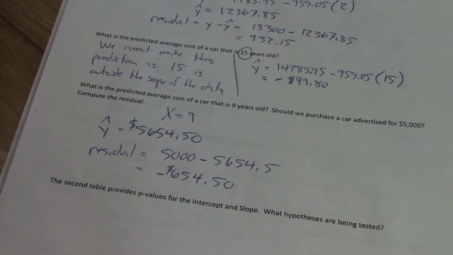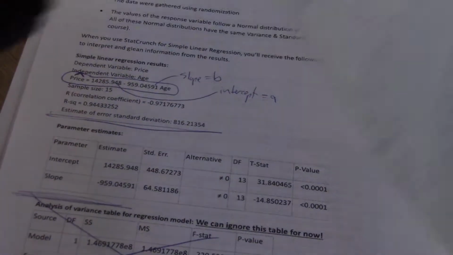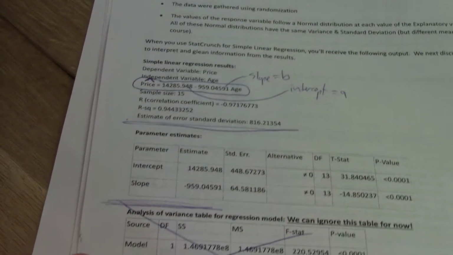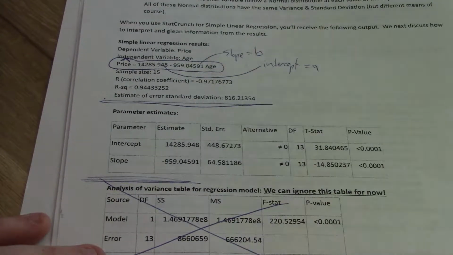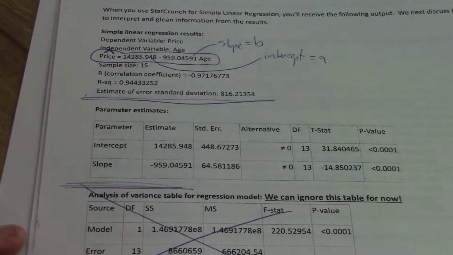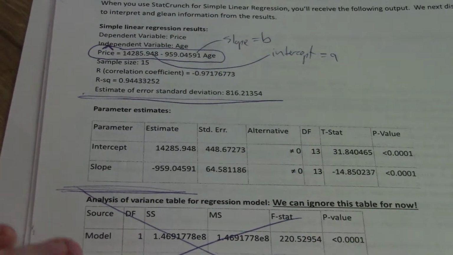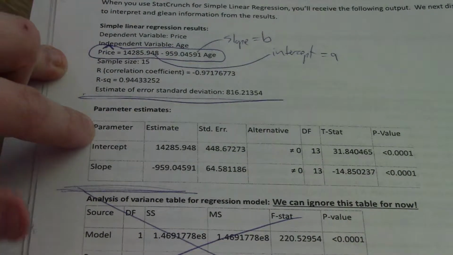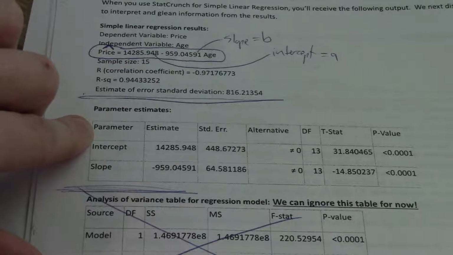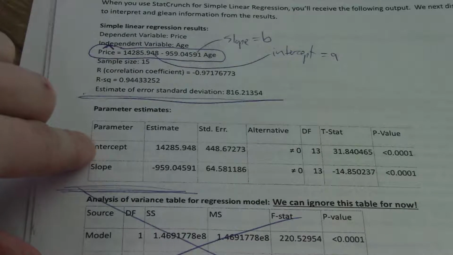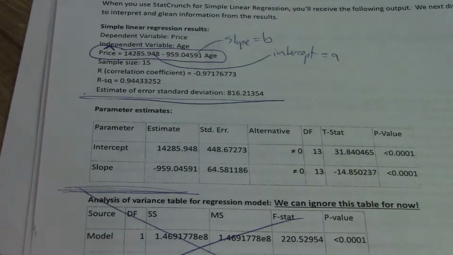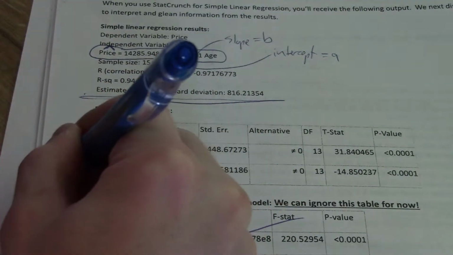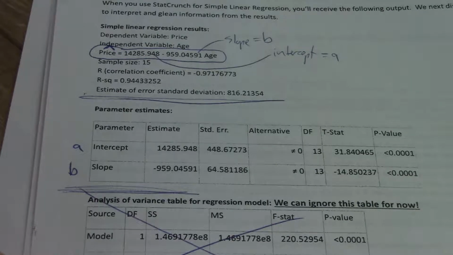Now we'll turn our attention to that second table on the output. So this thing with the parameter estimates, and we'll go through it briefly and try to figure out what all it's telling us. So the first column are the parameters of our line. So it's saying, okay, this row will tell us all about the intercept parameter, so that's A. And this will tell us all about the slope parameter, that's B.